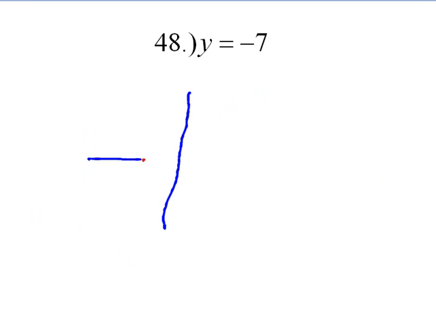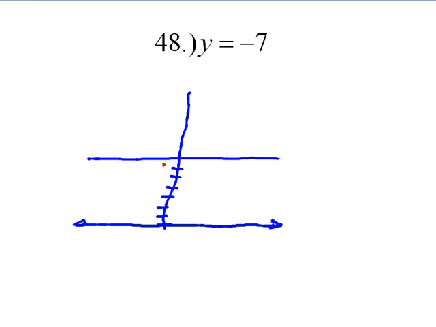Oh, me and my straight lines just don't cut it. Okay, y equals negative 7. Well, if y equals negative 7, there's no slope. 2, 3, 4, 5, 6, 7. If there's no slope, it will be a horizontal line. No matter what the x value is, the y value is negative 7. There's no slope.